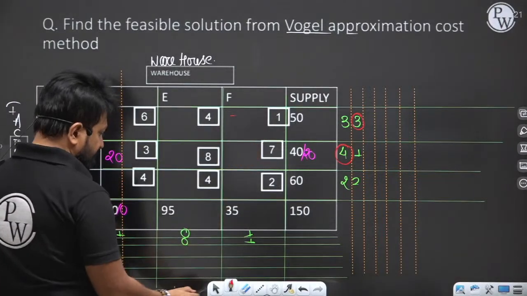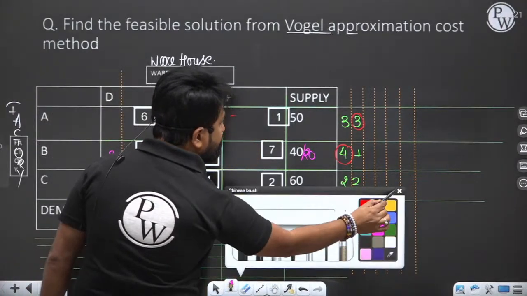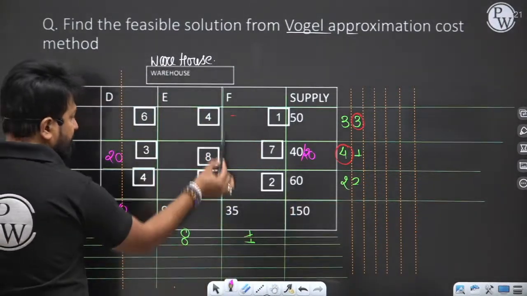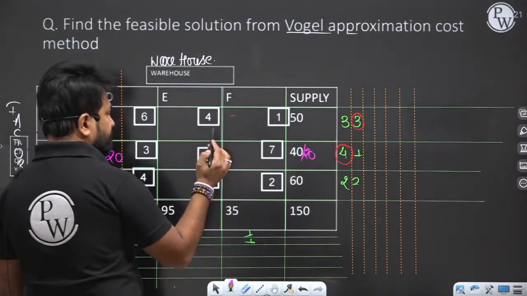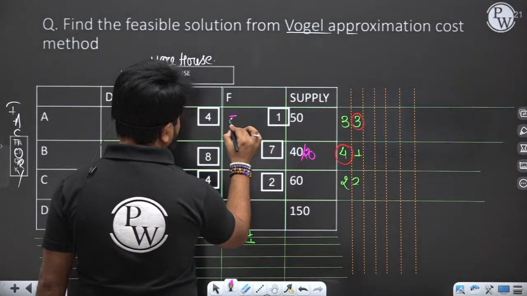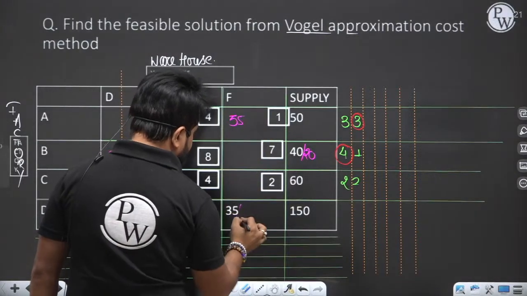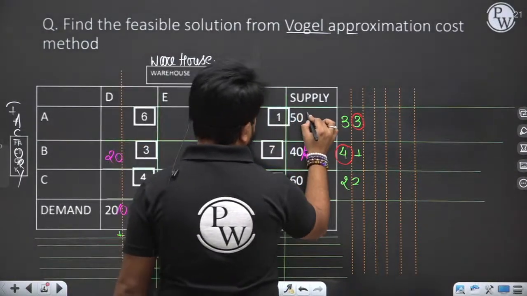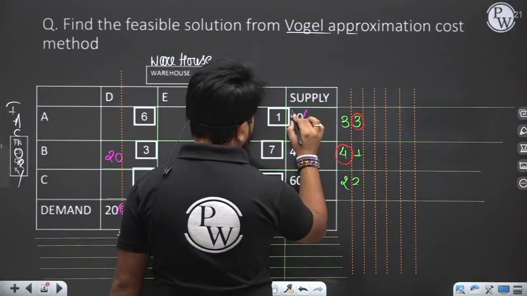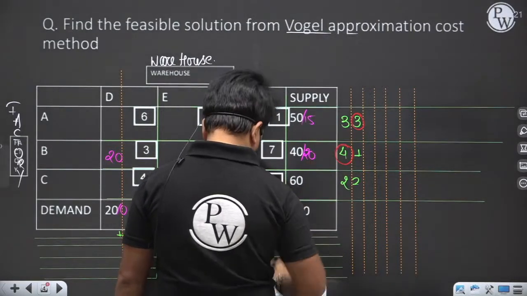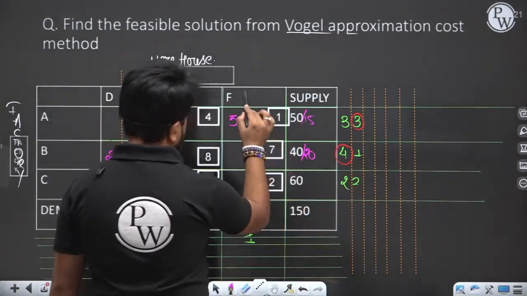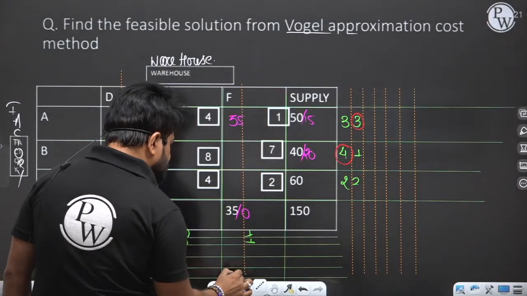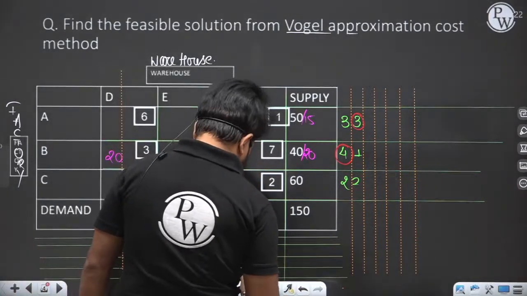A is going to supply F, but the question is how much quantity? So here the demand of F is 35, but A can supply 50, right? So 35, okay. The remaining will be 50 minus 35, that will be 15. So here the demand is going to be fulfilled. So remove this column, my dear.